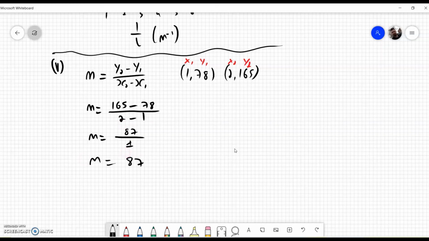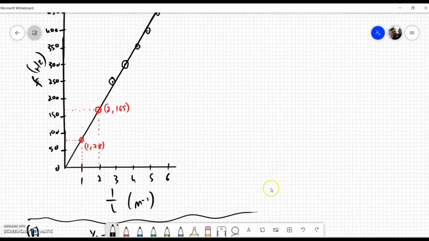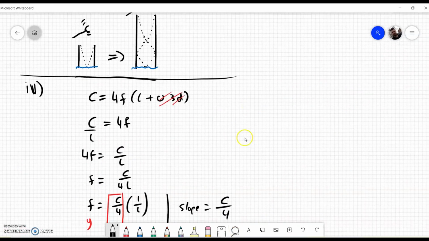Where did the marks go? You got 2 marks for this part here, 2 marks for your substitution, and then 2 marks for getting an answer that was roughly 85. So as you can see, we got the number 87. That is absolutely fine. Last part of the question, just label it and come back up to it.